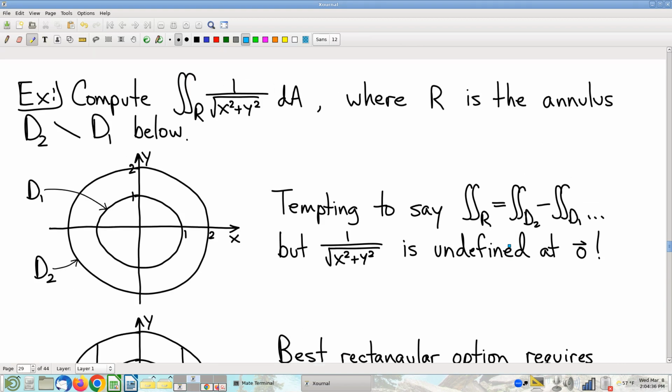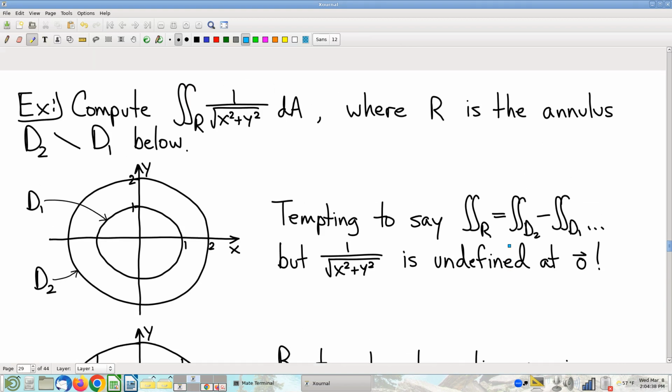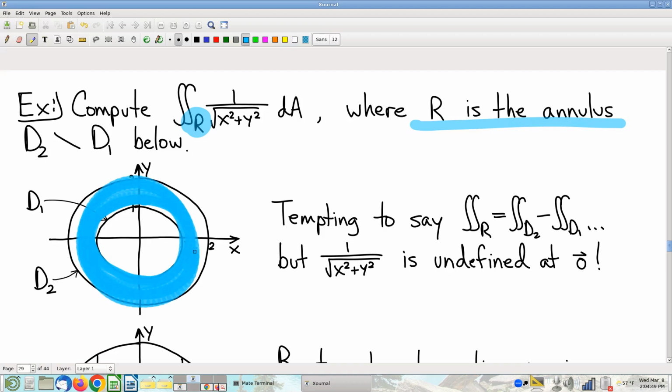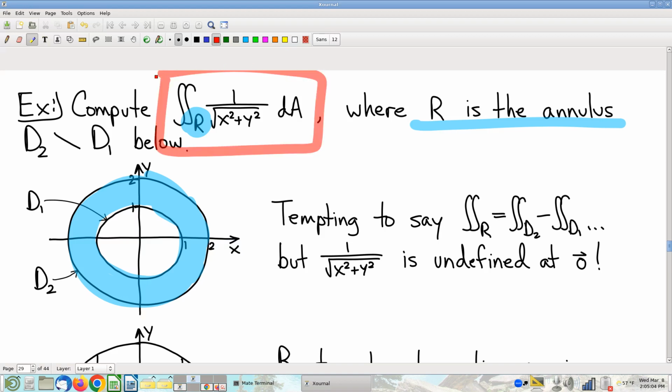Okay, another example. This is interesting in a couple of ways. We're going to be interested in an integral here on this annulus, which is this ring-like thing here. I like to think of it as being a moat around a castle. I find that fun. So maybe this integral might be computing the volume of water in the moat, whatever.